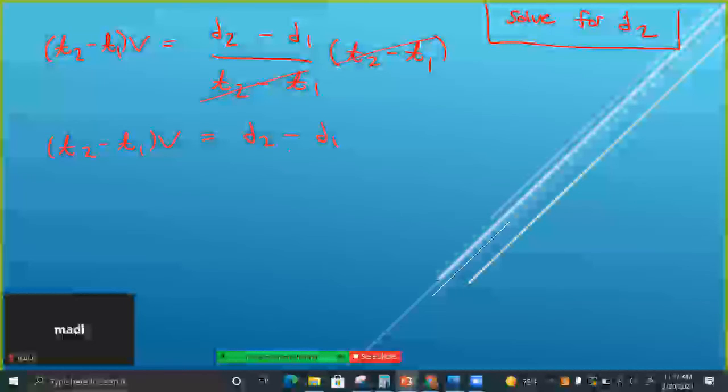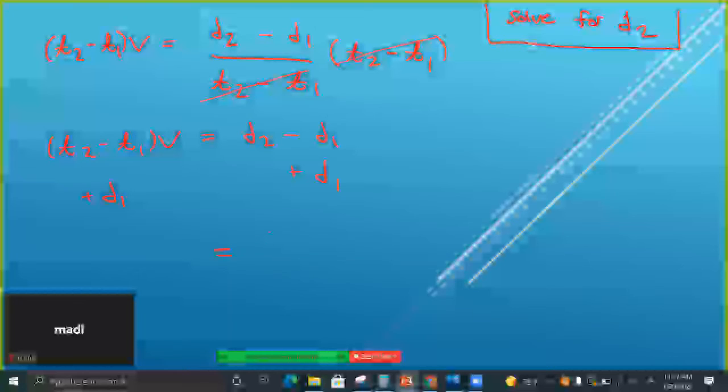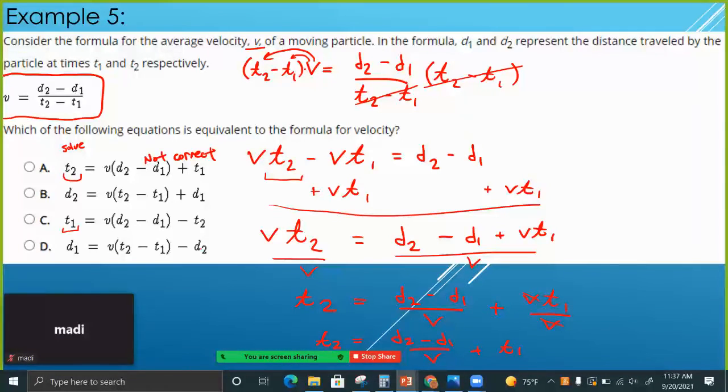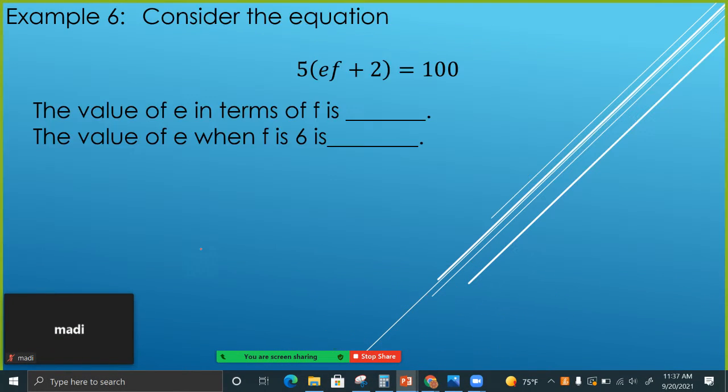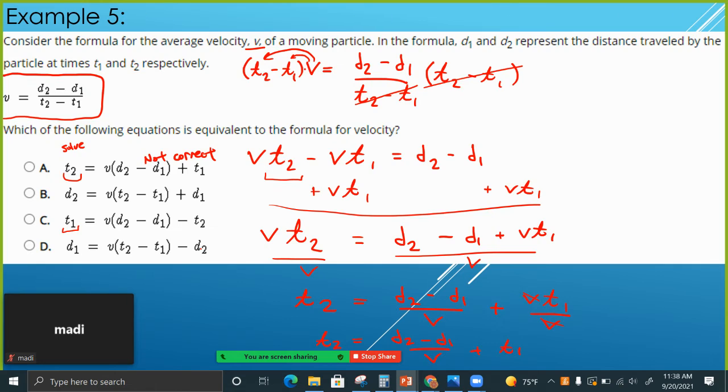All right, I'm solving for D2, so we're almost done. We just add a plus D1 to both sides. And what do we have? D2 is equal to V times T2 minus T1 plus D1. I think that was one of the options. Let's double check. T2 minus T1. Yep. So it actually is option B.